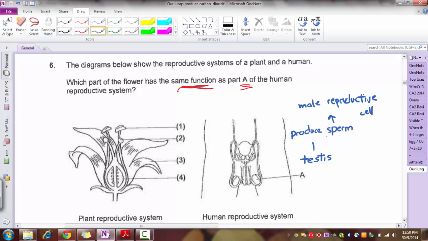Okay, so sperm is my male reproductive cell. And so which part is similar? Yes, definitely. You should be able to identify that the anther is the one that produces the male reproductive cell.